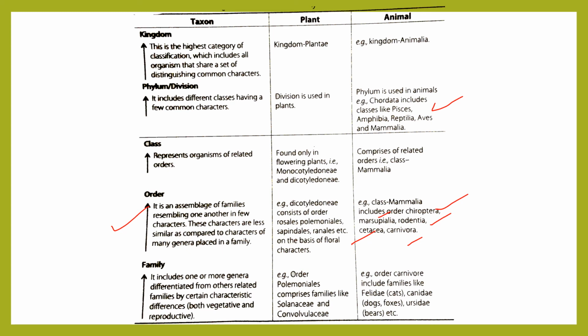Next is kingdom. It is one of the highest categories of classification. It includes all organisms that share a set of distinguishing common characters. Kingdom Plantae includes plants, and kingdom Animalia includes all the animals.